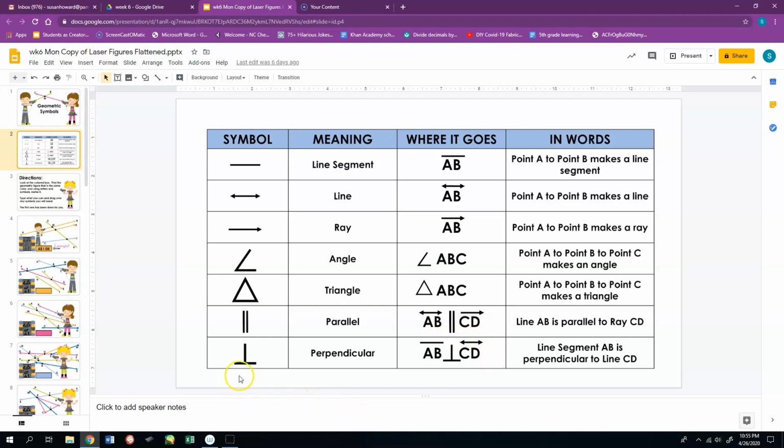And then our last symbol we're going to be using is the symbol for perpendicular lines. It looks like an upside down T, and that's to show us that the vertical line intersects with the horizontal line at a 90-degree angle, which is called perpendicular. So if you have 2 lines or line segments that have that relationship, you would write it like this: line segment AB is perpendicular to line CD.